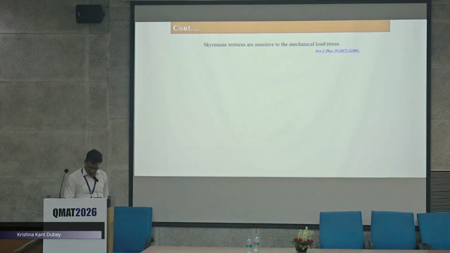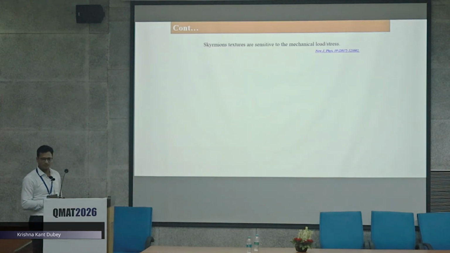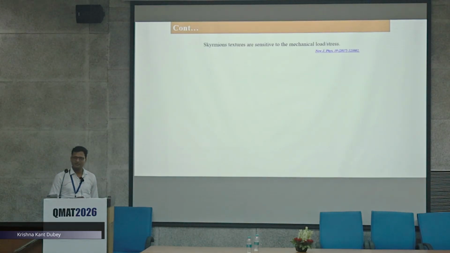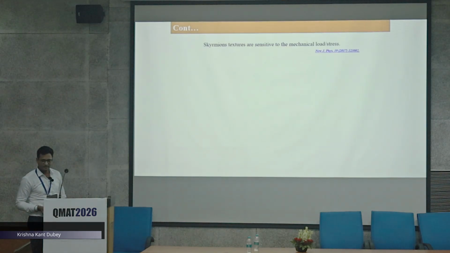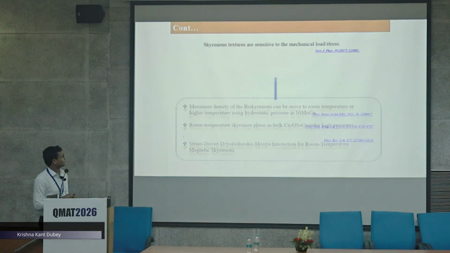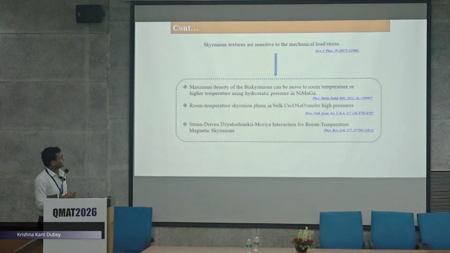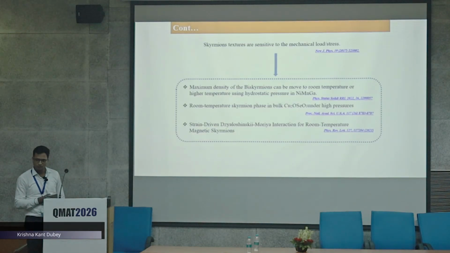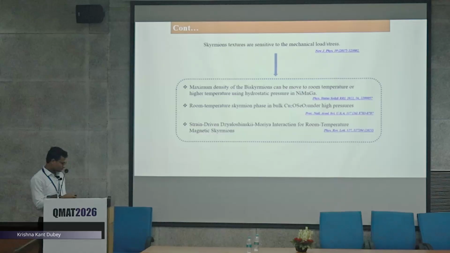So there are many ways to tune this Skyrmion to near room temperature. One is pressure, mechanical strain. Others are doping, changing the composition, applying magnetic fields, applying currents. Pressure is the cleaner medium, so we focus on this pressure tuning mode. There are a number of reports in the literature which suggest that by applying pressure we can tune the Skyrmion to near room temperature or higher temperature.